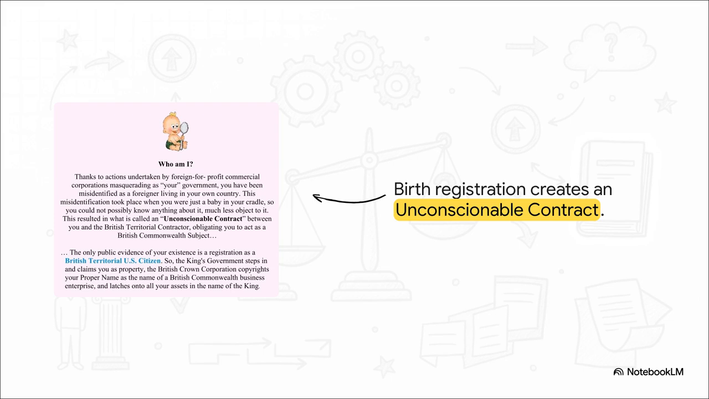The framework argues that standard birth registrations actually enter babies into an unconscionable contract entirely without their knowledge. Because of this early paperwork, the text asserts that the individual is misidentified as a foreigner in their own country, and get this, their name is copyrighted, essentially making them the property of the British Crown Corporation.